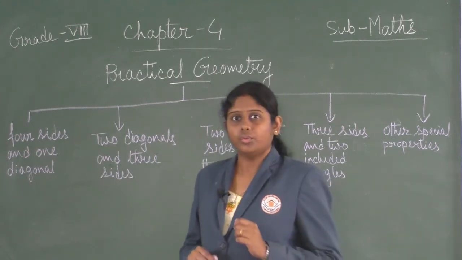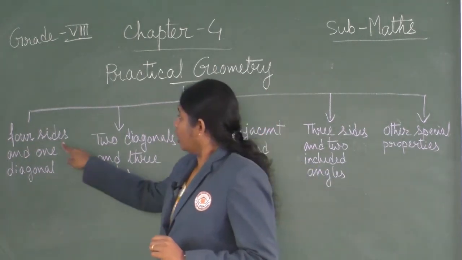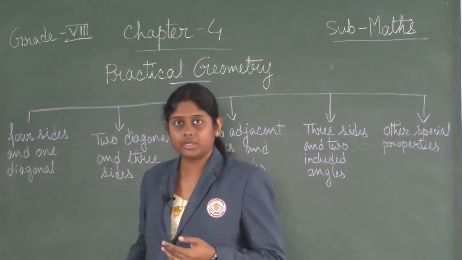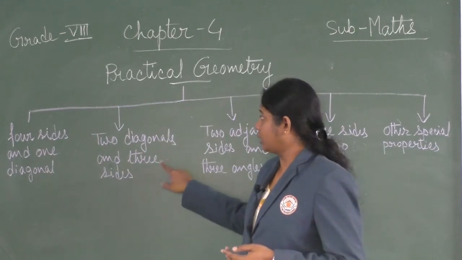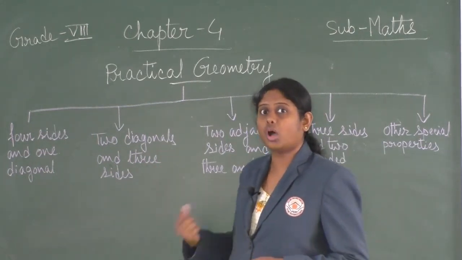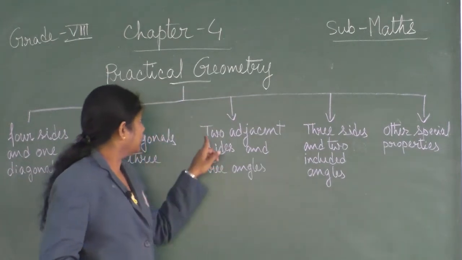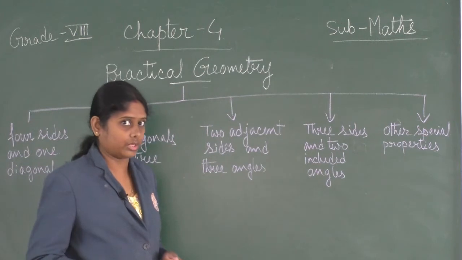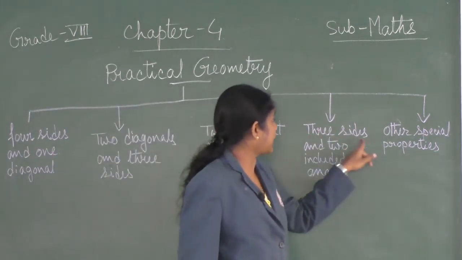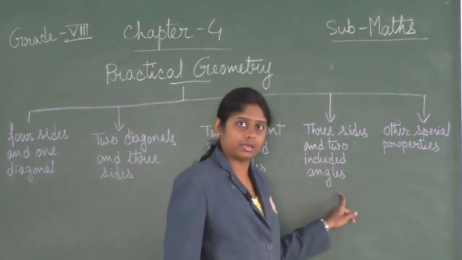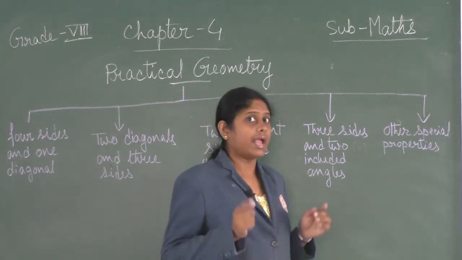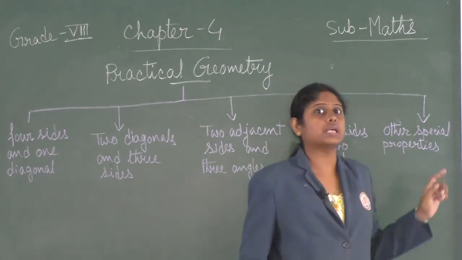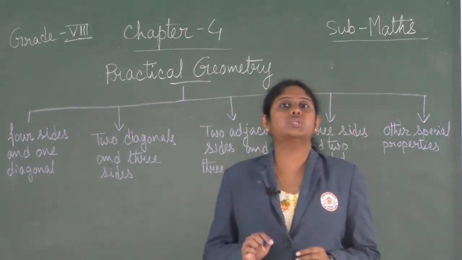In this chapter, we have learned how to draw a quadrilateral when 4 sides and 1 diagonal are given. When 2 diagonals and 3 sides are given. When 2 adjacent sides and 3 angles are given. Next, when 3 sides and 2 included angles are given. And in the last part we have learned how to draw a quadrilateral when other special properties are given.